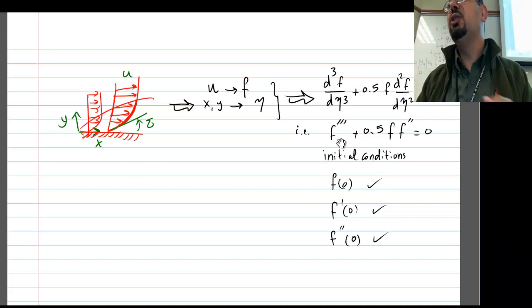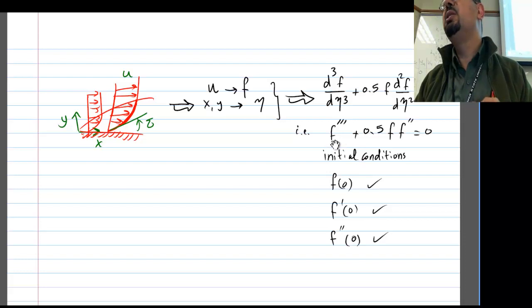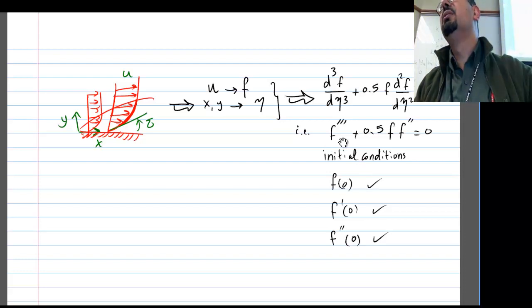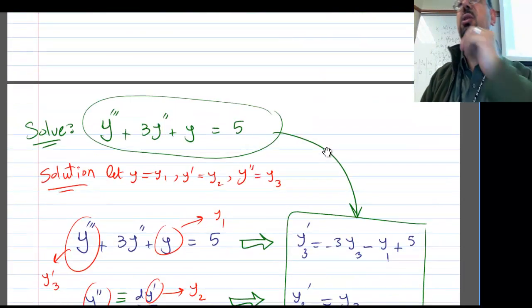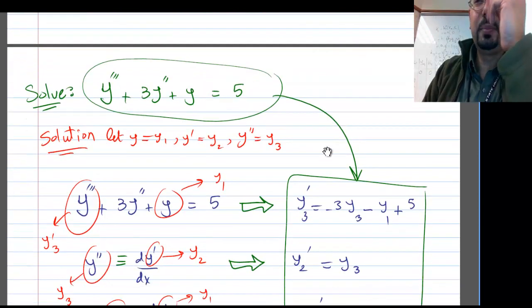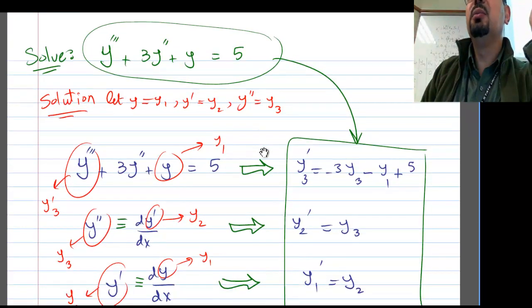Alright? So again, solving this is basically done by turning it into 3 first order differential equations. So how is that being done?